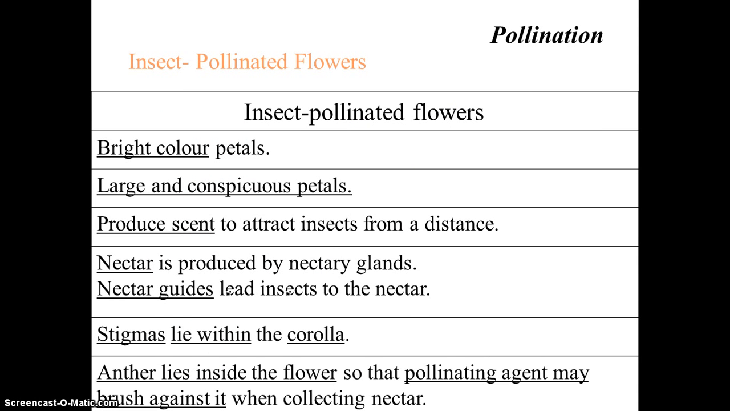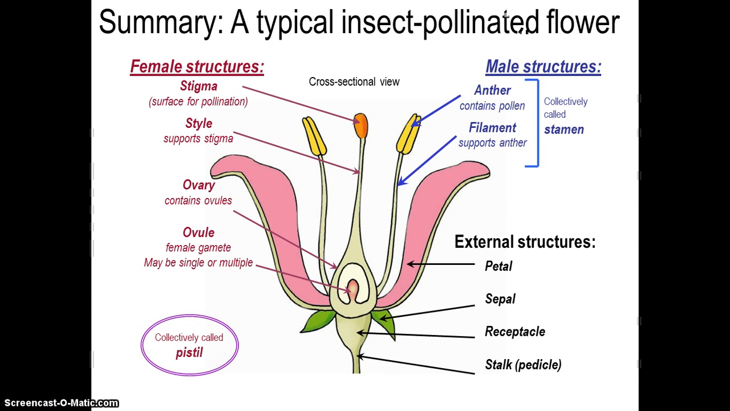Some of the characteristics of insect-pollinated flowers include bright colored, large petals, which produce scents to attract the insect from a distance, and nectar and nectar guides to help lead the insects to the flower. If we look at the previous diagram, we can see that the stigma lies within the flower, and the anther also lies inside the flower, so that pollinating agents like insects can brush against them when they collect the nectar.